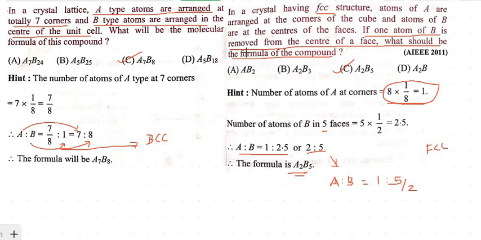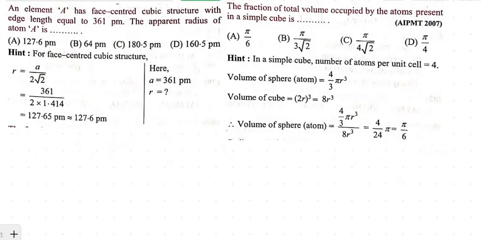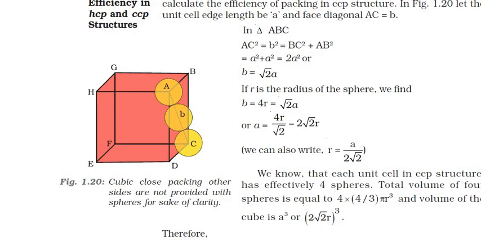Now we will see some different types of MCQ. These are some examples based on packing efficiency. I hope you have already learned packing efficiency before watching this video. Let us start. An element A has face-centered cubic structure with an edge length equal to 361 picometer. The apparent radius of A would be, now let's see, this is HCP and CCP, which is again a type of FCC crystal.